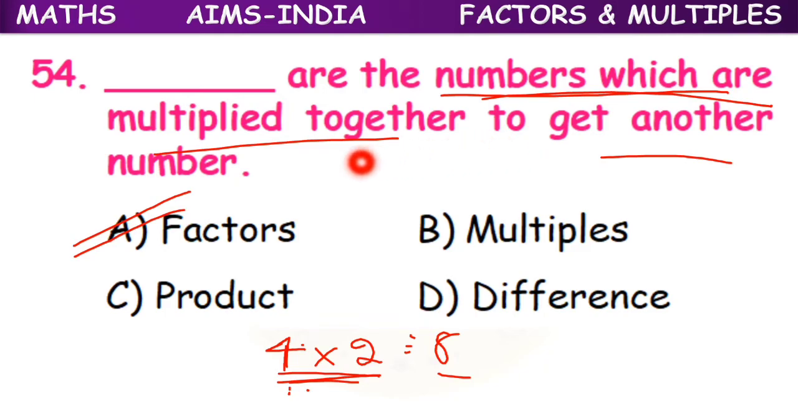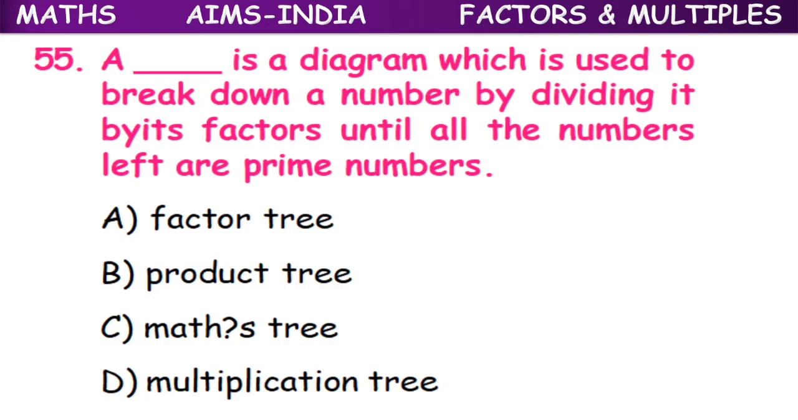Factors are the numbers which are multiplied together to get another number. Now what is 8 called as? 8 is called as the product or the multiple of 4 and 2.